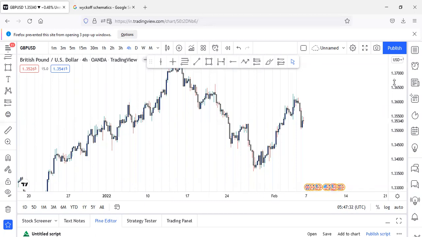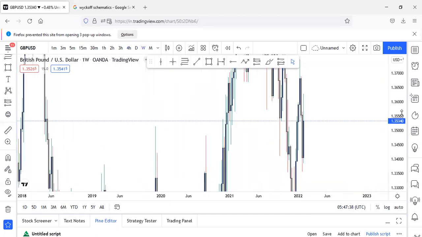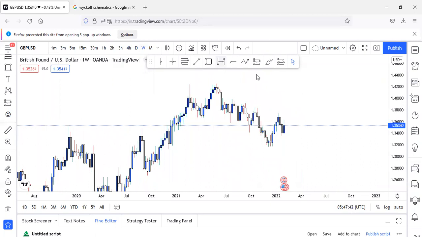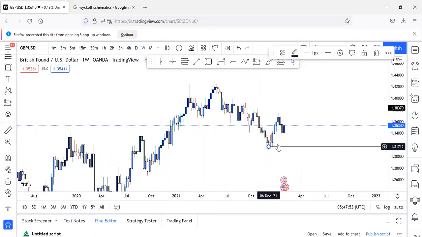So now, looking at GBP, let's start with the weekly time frame. On our weekly time frame, we realize that there is a major structure right here. There's a range high here, a range low here, having some liquidity here. We realize that there's a major break of structure right there.